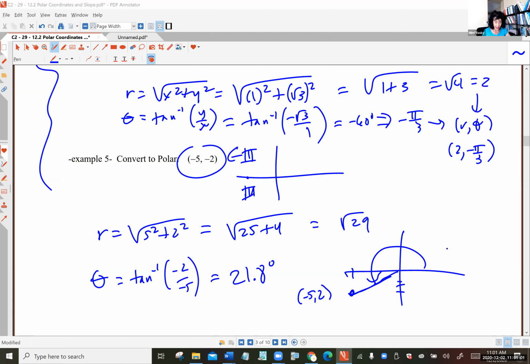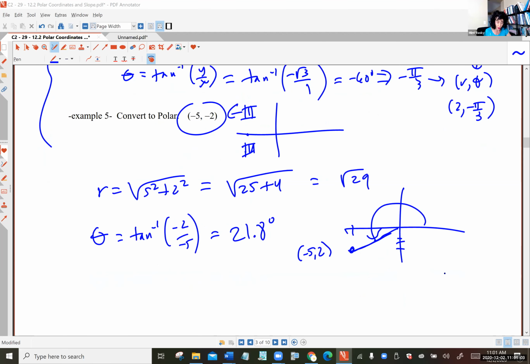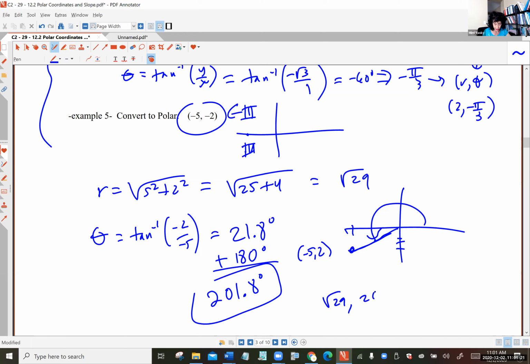Bummer. So anytime you're in quadrant 2 or quadrant 3, after using your graphing calculator, add pi radians or 180 degrees, and then you'll get the correct answer. Okay, so that's the trick. And this ends up being, I believe, 201.8 degrees, and we'll leave it in degrees, even though technically it would be nicer if we put it back in radians, but I'll leave it. Okay, and we're done with points.